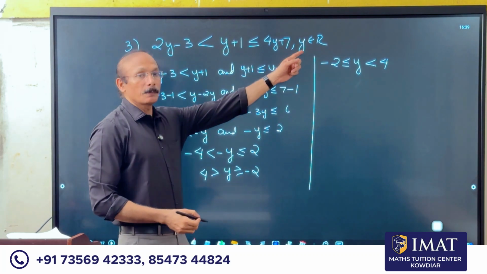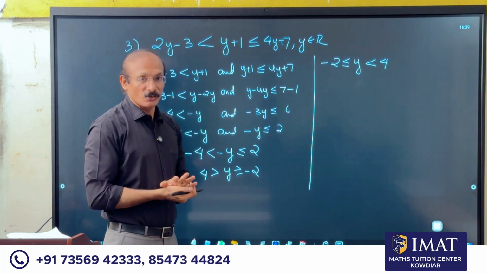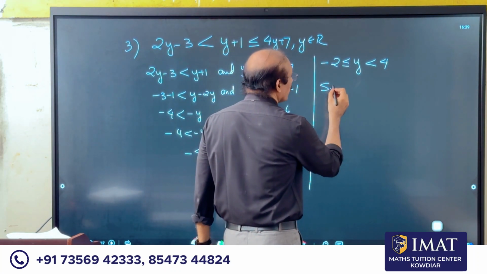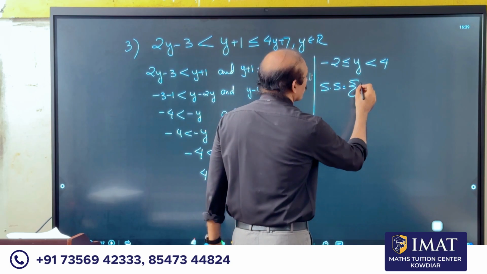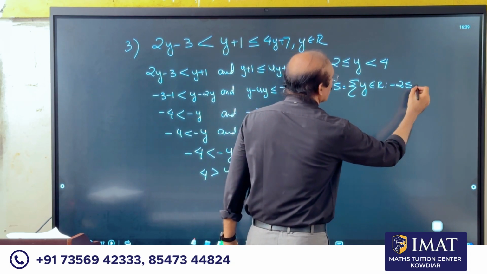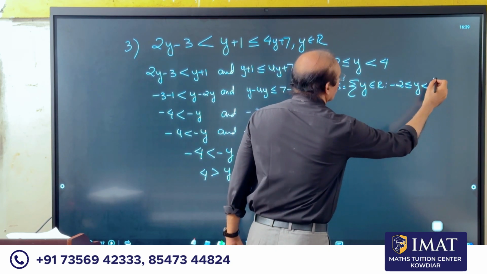Children, see the replacement set. The replacement set is real numbers. So you can't list out. So your answer, the solution set will be in the set builder form. So you'll say y belonging to R such that minus 2 less than or equal to y less than 4.